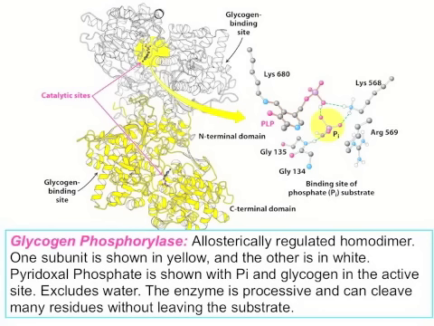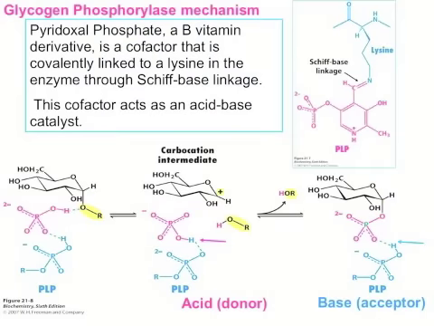The enzyme is a processive enzyme. This means it's able to hold on to the glycogen molecule and cleave 1 glucosyl residue at a time without letting go of the glycogen molecule. This enzyme can cleave many residues without leaving the substrate. This is the glycogen phosphorylase mechanism.